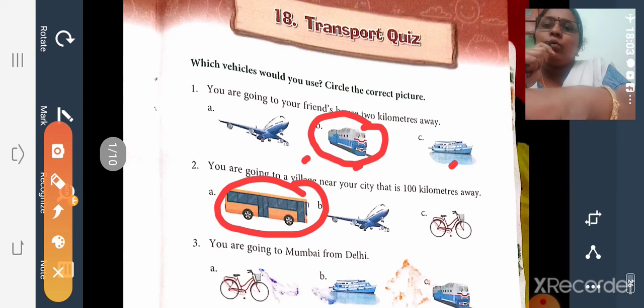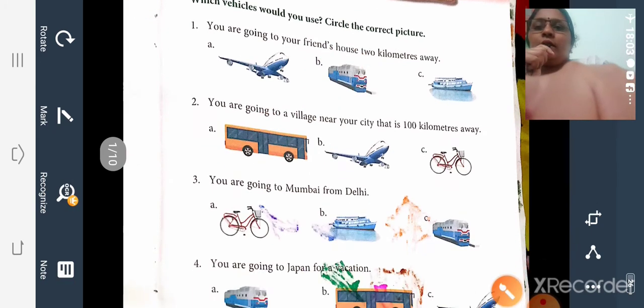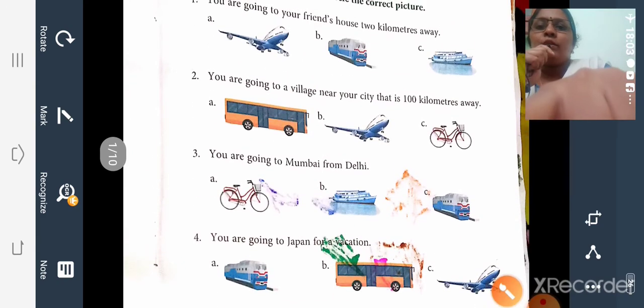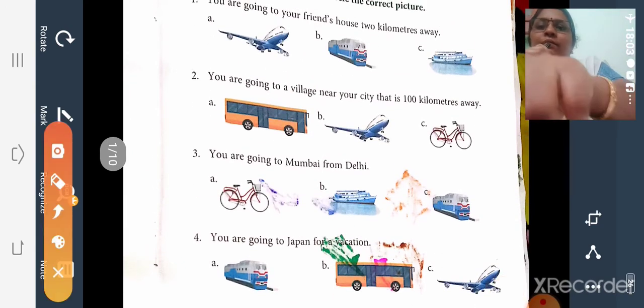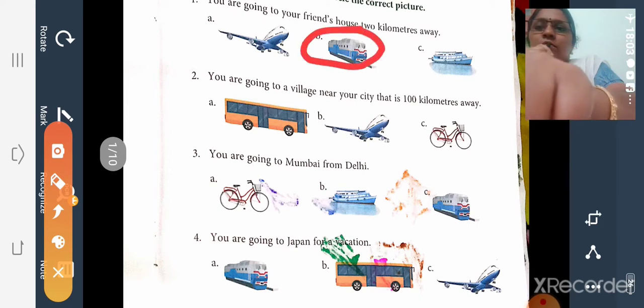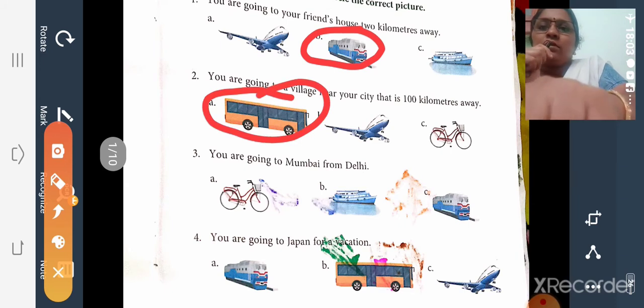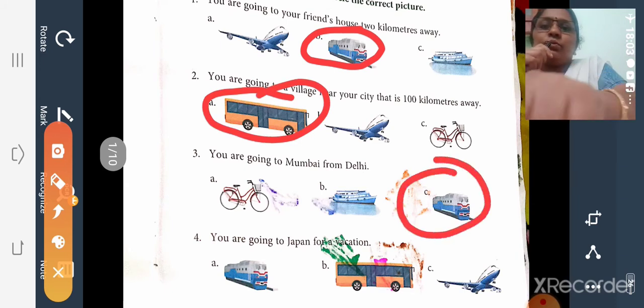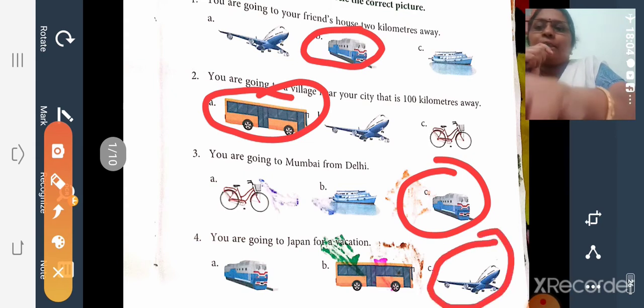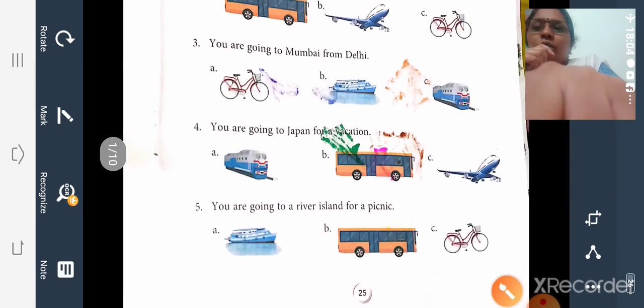Then you are going to Mumbai from Delhi. So suppose we are going from Mumbai to Delhi. Which vehicle do we use? First one, second one. So here of course we will use what? Train. Then you are going to Japan for a vacation. Which one would you use? Yes, aeroplane. Okay.